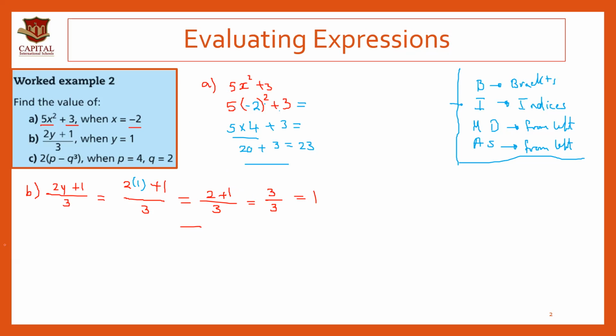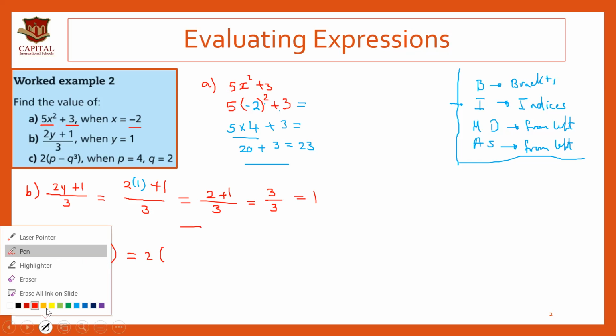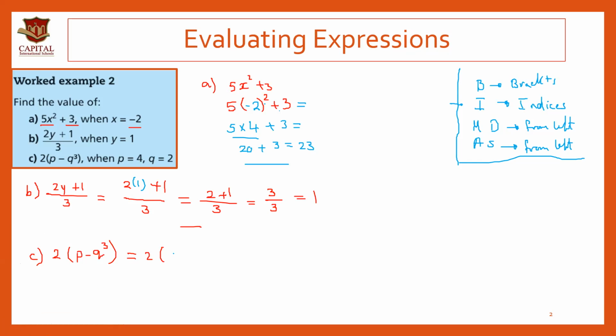Let's do one more. In C here, I have 2 multiplied by p minus q. In this case, I have two variables. The q is cubed, only the q is to the power of 3. And they gave you the value for both. Now 2 stays the same. I'm going to substitute for p with the value of p, which is 4, and that is minus the value of q, which is 2, and 2 here is to the power of 3.